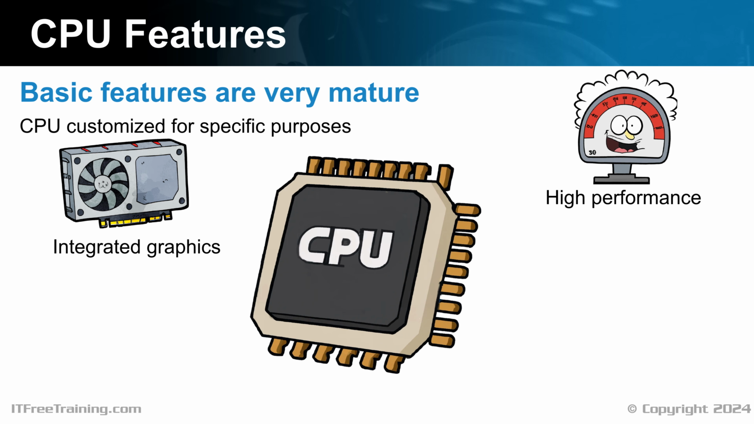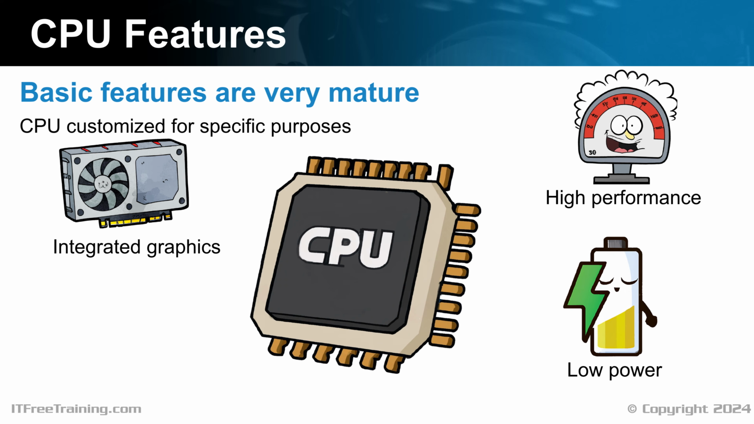The CPU may also be customized for high performance. These CPUs will run at a high core rate or allow you to overclock it if you wish. Other CPUs are designed to use less power. Such CPUs are normally found in laptops, but you can purchase them for desktops as well. They sacrifice performance in order to draw less power.